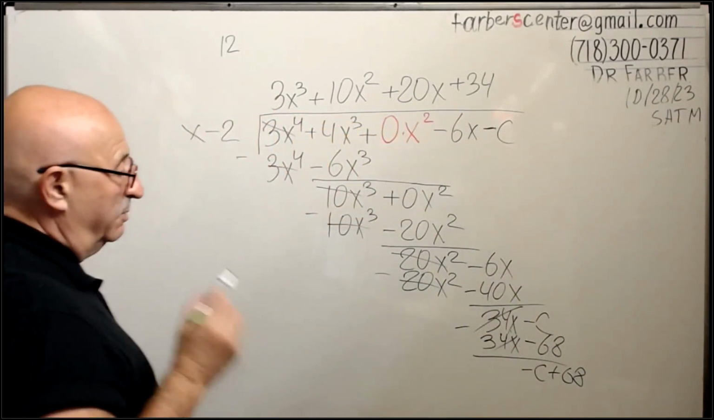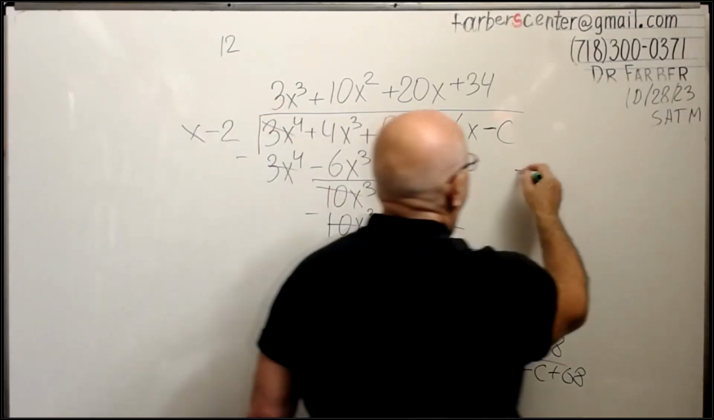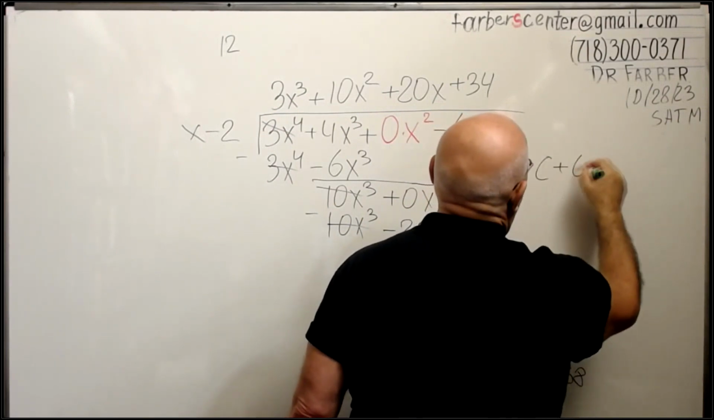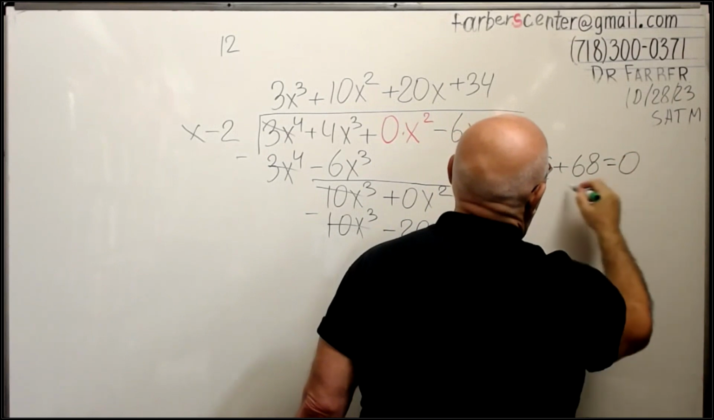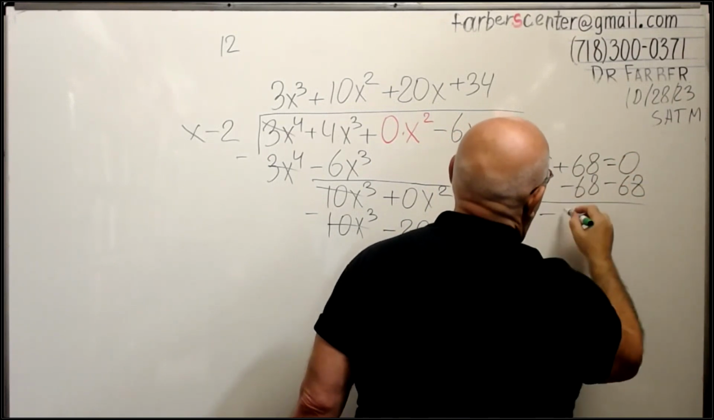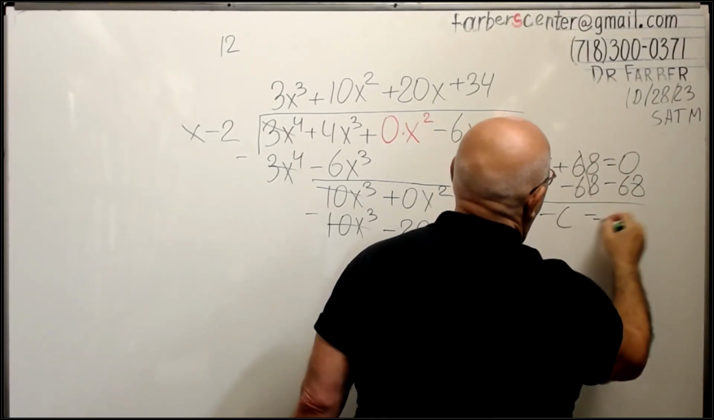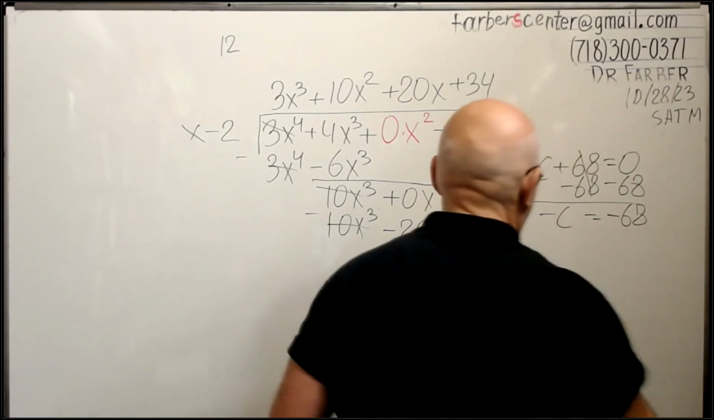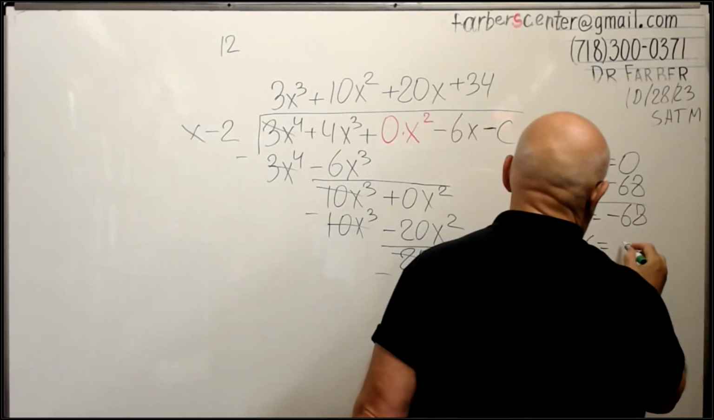Remainder must be equals to 0. Negative c plus 68 must be equals to 0. Minus 68 minus 68, negative c equals to negative 68, or c supposed to multiply by negative 1, c equals to 68.